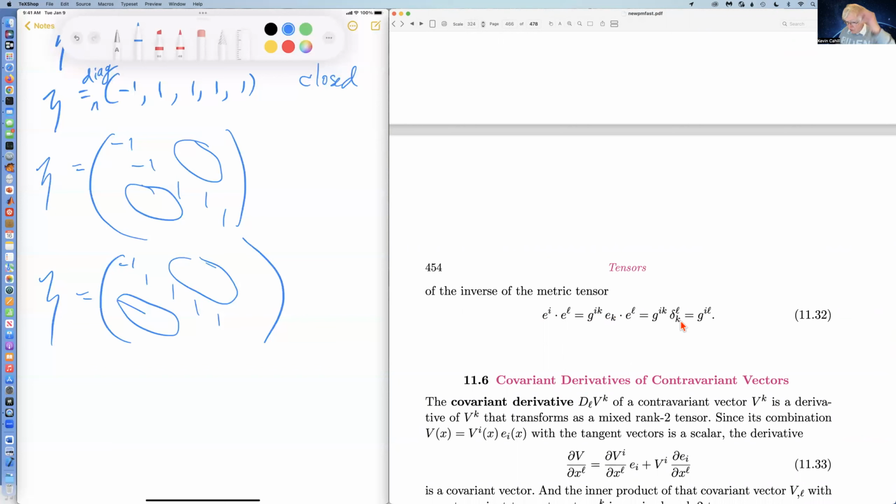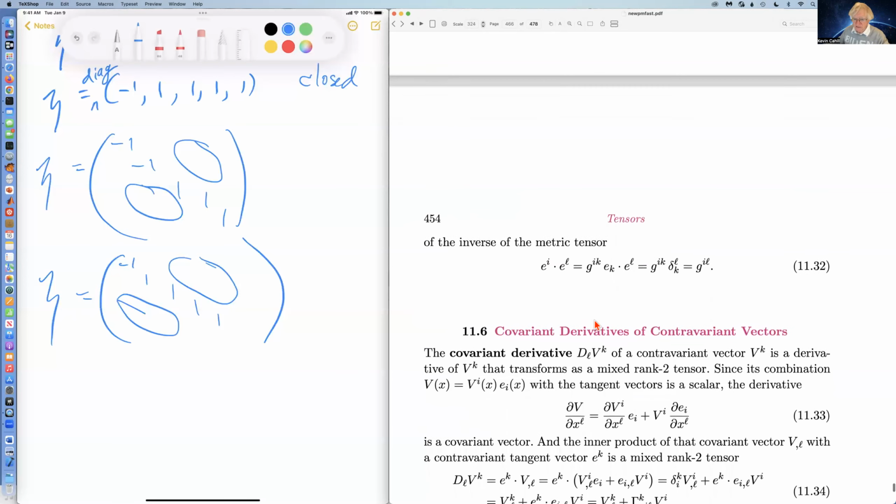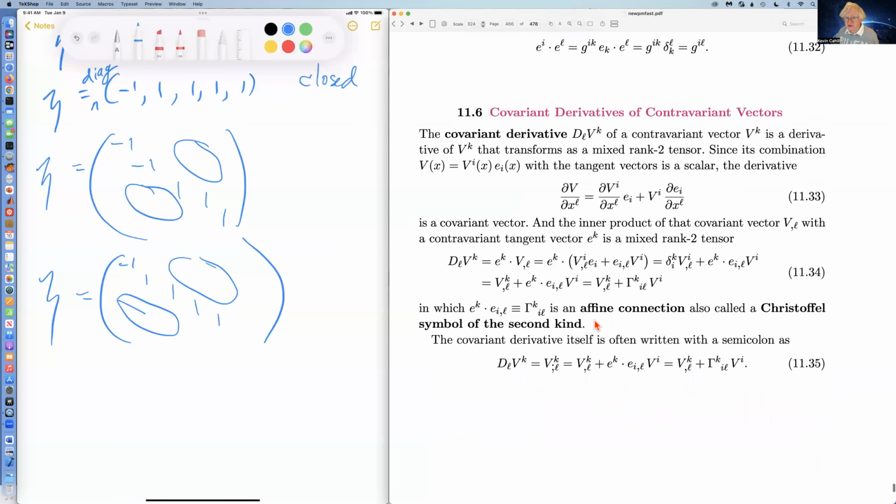So there we have all the relations. The dot product in the embedding with the embedding metric of two cotangent vectors is the inverse of the metric tensor of spacetime, and the dot product of two tangent vectors is the metric of spacetime. And now to go to covariant derivatives again.